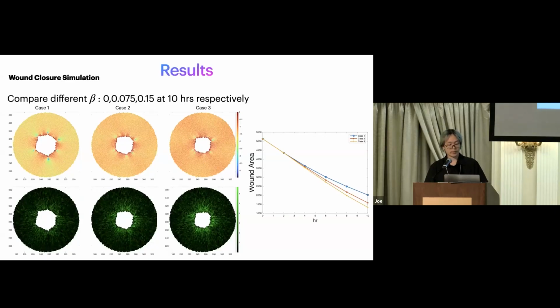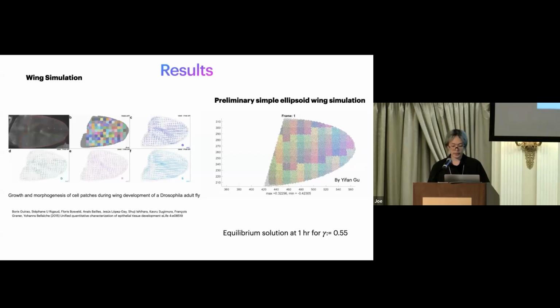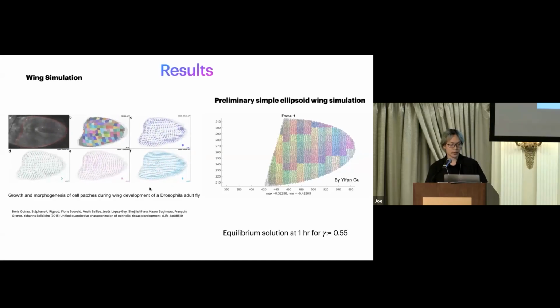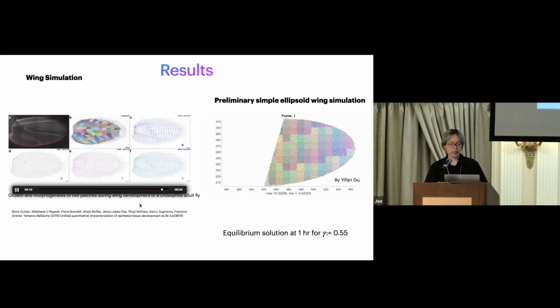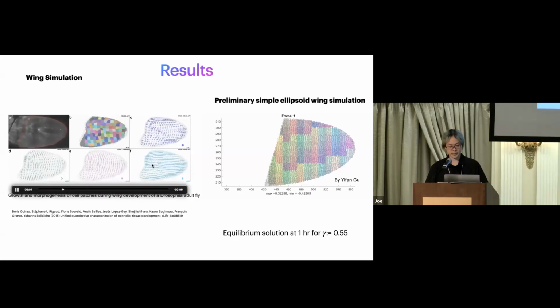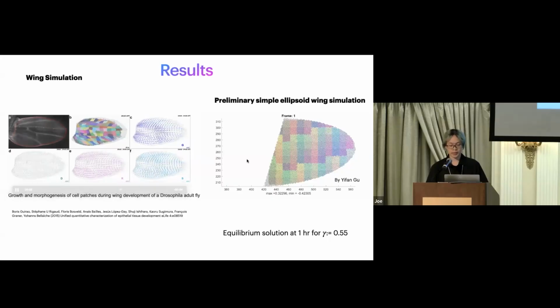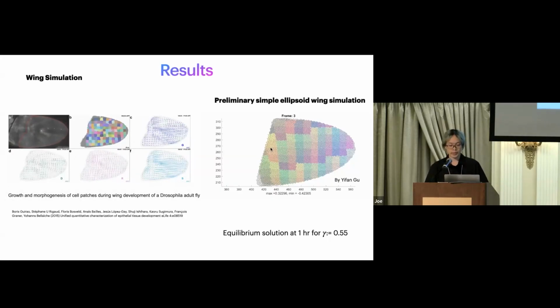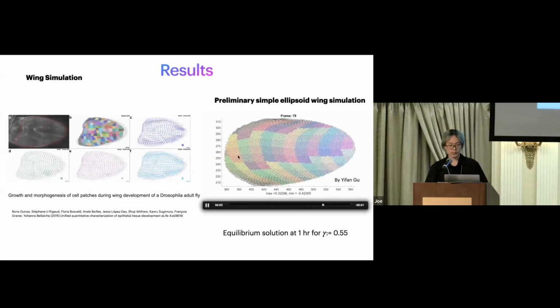So that's our first application. And then we are also trying to use our model to simulate what's called the growth and morphogenesis of cell patches during wing development of Drosophila. So we are trying to create this simulation from the experiment. So we asked our graduate student at WPI, Yifan Gu, to create a simple model for that.